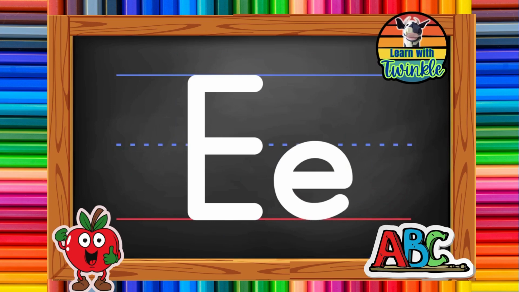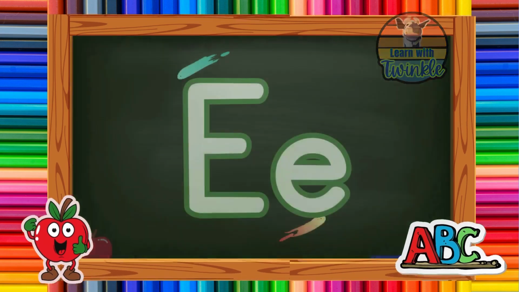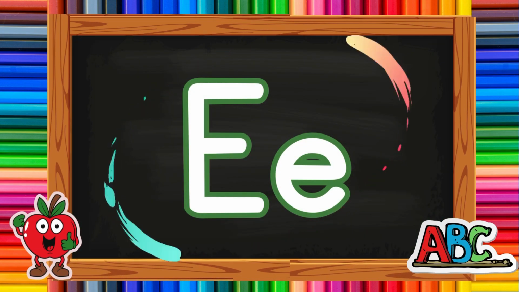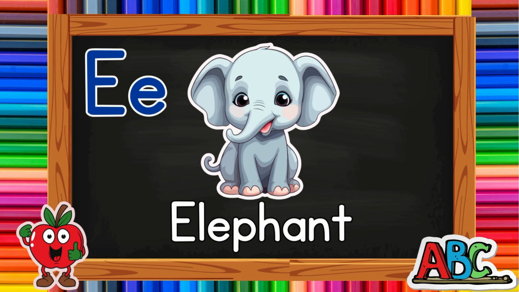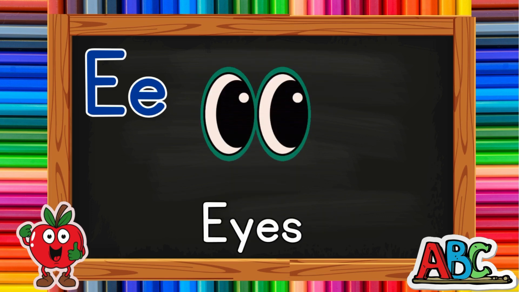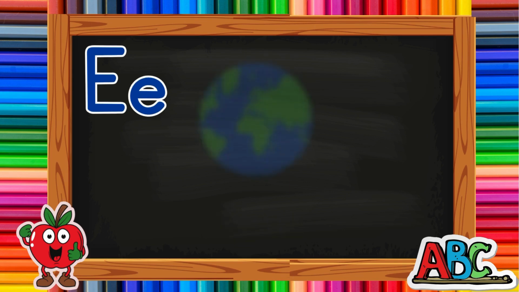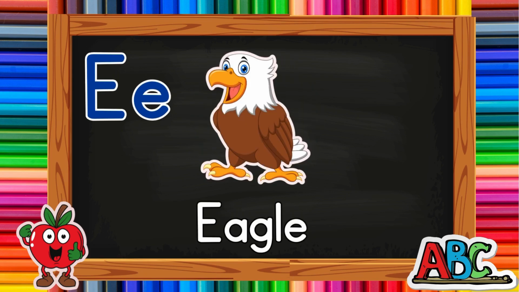Words starting with E. Egg. Elephant. Eyes. Earth. Eagle.